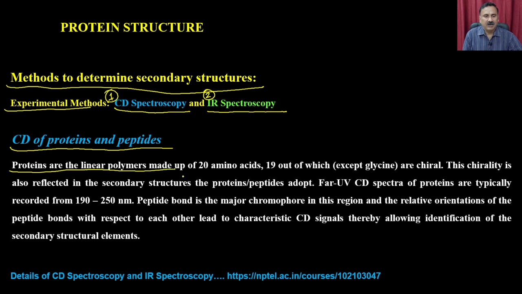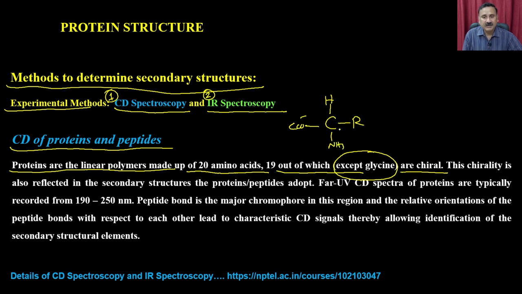Proteins are linear polymers made up of 20 amino acids, 19 of which, except glycine, because glycine does not have a side chain, are chiral. In an amino acid structure you have four different groups, the carboxyl group, the amino group, and so on. Since all these groups are different, this carbon is a chiral carbon, and that's why it can interact with circularly polarized light, making amino acids sensitive to CD spectroscopy, except glycine. This chirality is also reflected in the secondary structure of the polypeptide chain.